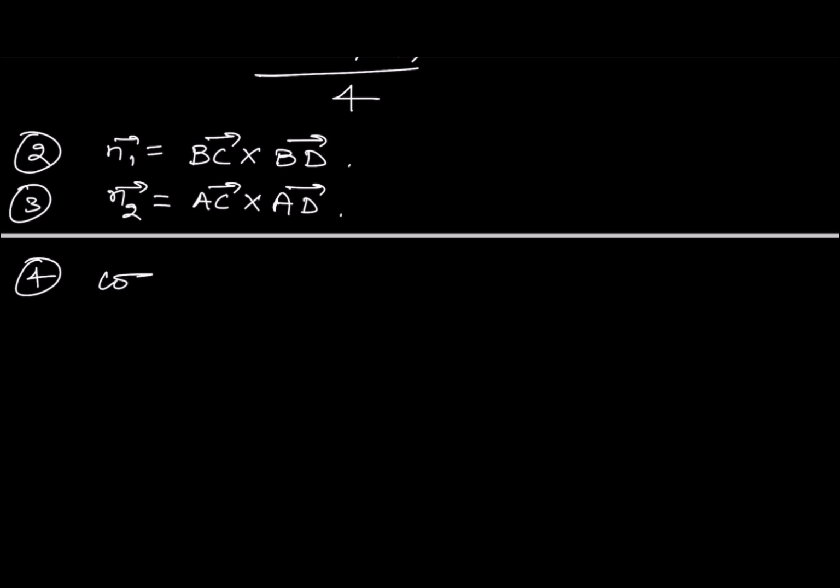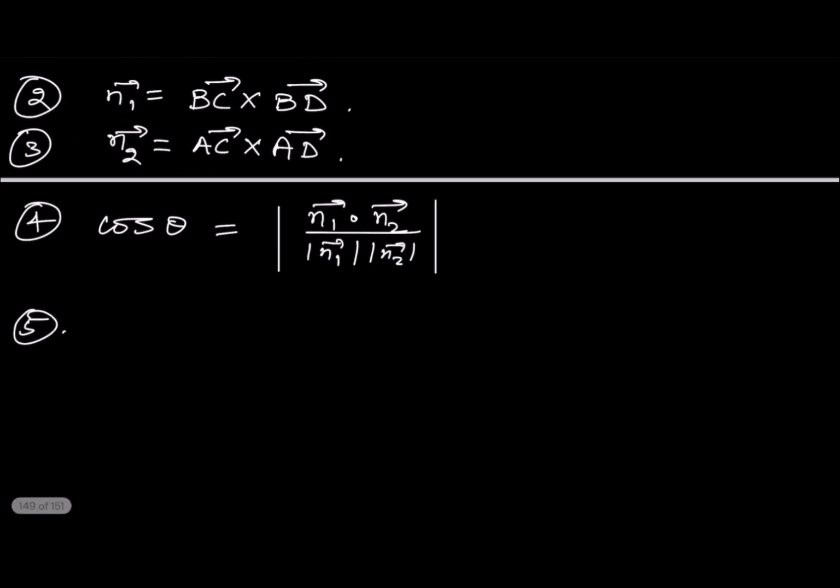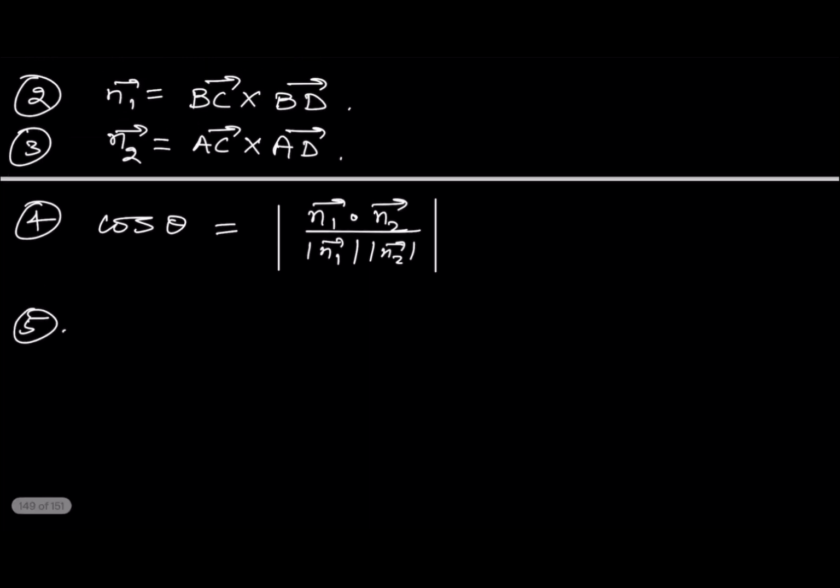So for the acute angle, that is cos theta, because we are finding the acute angle, we have to take the mod of n1 vector dot n2 vector upon modulus of n1 vector times modulus of n2 vector. Right. Fifth one, equation of the line passing through the point A and perpendicular to the plane BCD.